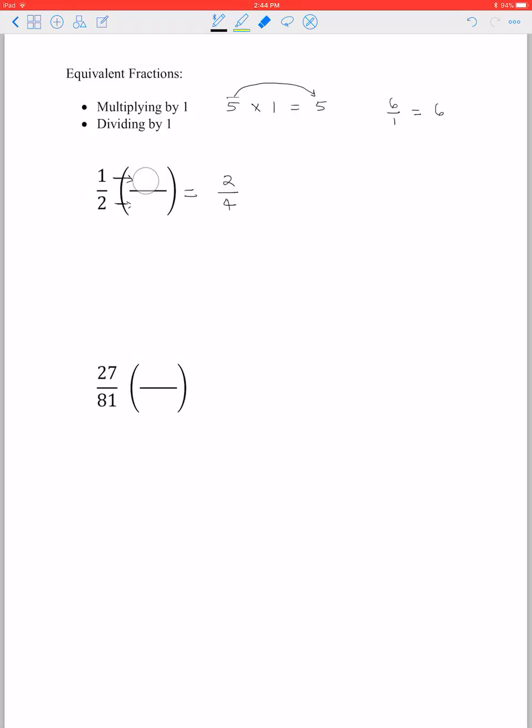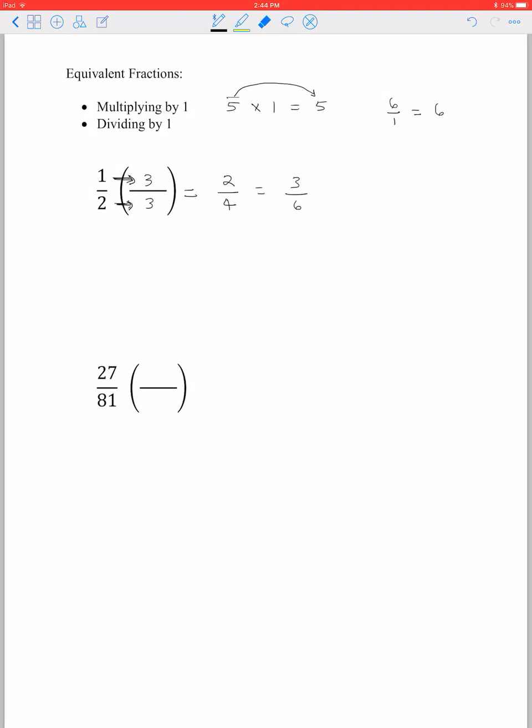Now, what if my 1 looks like something different? Let's say 1 looks like 3 divided by 3. Well, 3 divided by 3 is 1. Okay, so if I multiply, 1 times 3 would give me 3, and divided by 2 times 3 is 6. Well, just like 1 is half of 2, 3 is half of 6. So 3 divided by 6 is still equivalent to 1/2.